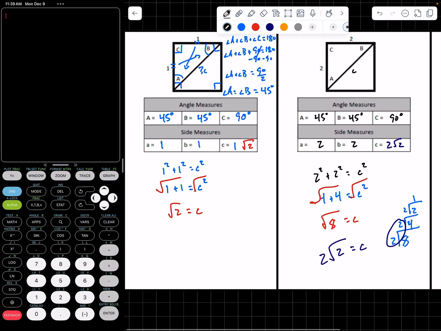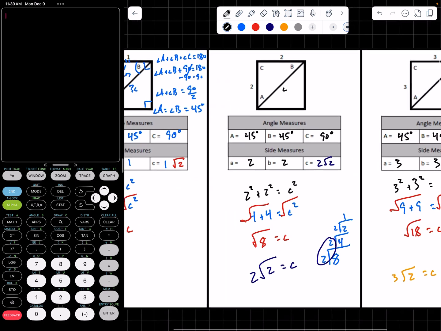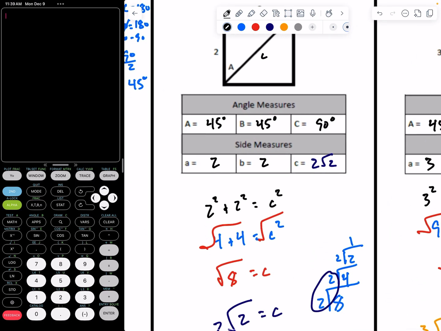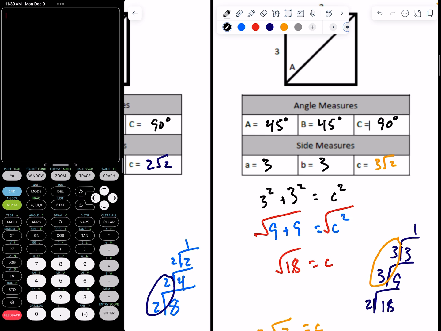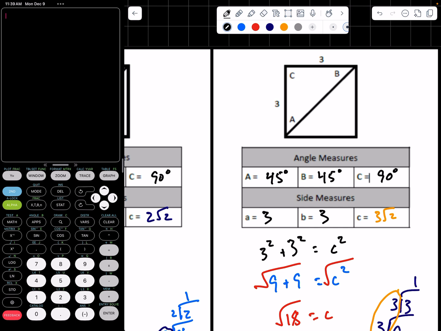If I look at all of these, we can develop a pattern, which is actually going to be our rule. A is 1, B is 1, C is 1 root 2. A is 2, B is 2, C is 2 root 2. A is 3, B is 3, C is 3 root 2. So essentially, whatever my side is, whatever my short leg is, for A and B, all I'm going to do is add a root 2 to find the hypotenuse.